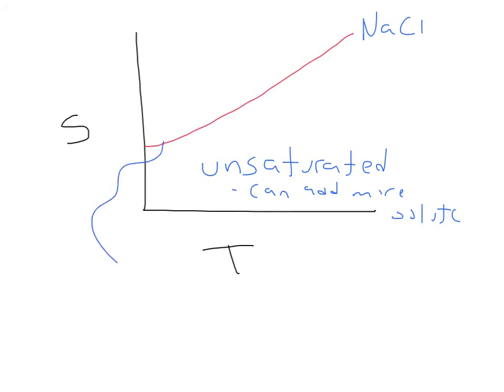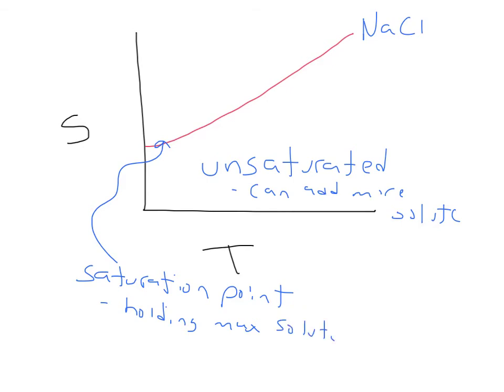So what happens if we're at that line then, Mr. Ferguson? If we're at the line, we are at what's called the saturation point. Anywhere on that line, at that combination of solubility and temperature, the solution is saturated, which means it's holding the maximum amount of solute that amount of solvent can hold, the max solute for that temperature.